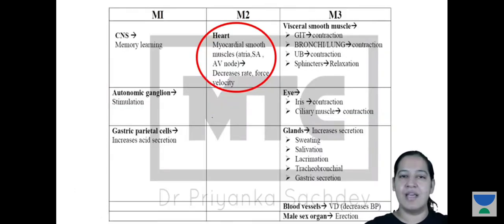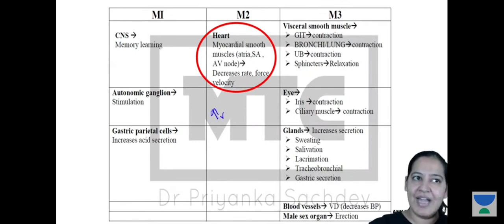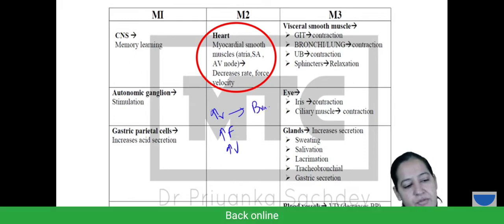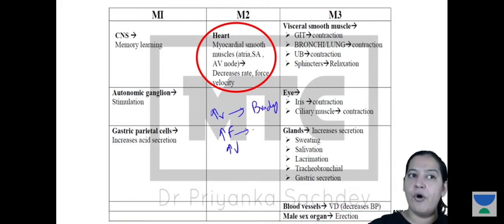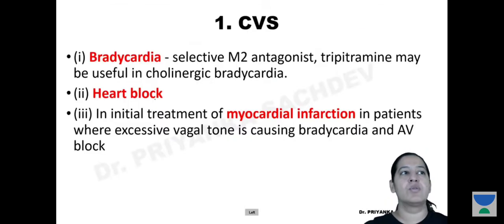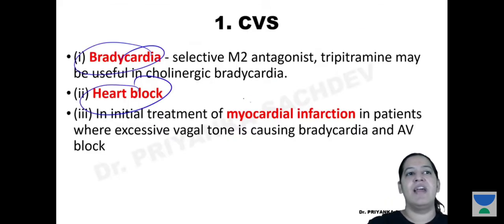Based on heart, there are 3 uses. They increase the rate, they increase the force, they increase the velocity. Since they increase the rate, they are useful in bradycardia. Since they increase the force, they are useful in MI. Since they increase the velocity of conduction from SA node to AV node, they are useful in heart failure. So there are 3 uses: bradycardia, heart failure, and MI based on heart.